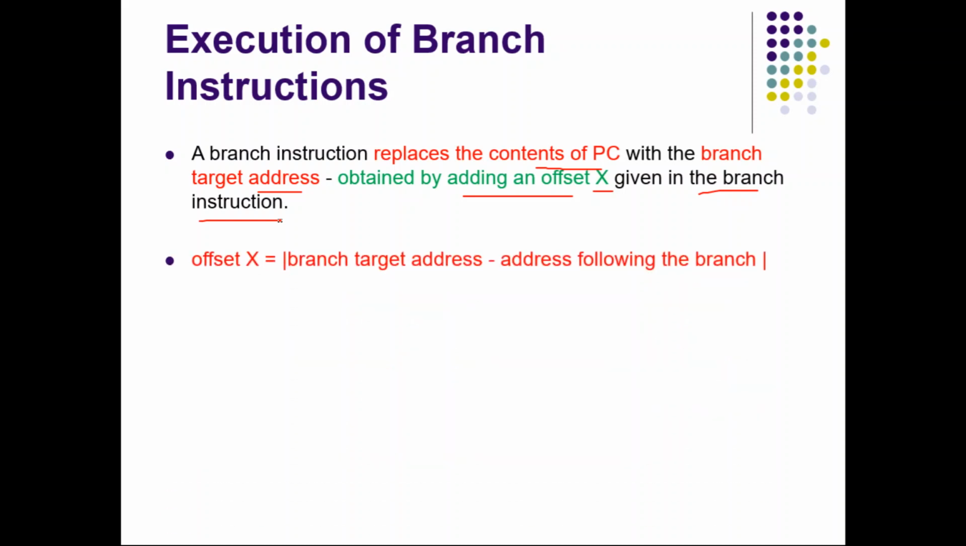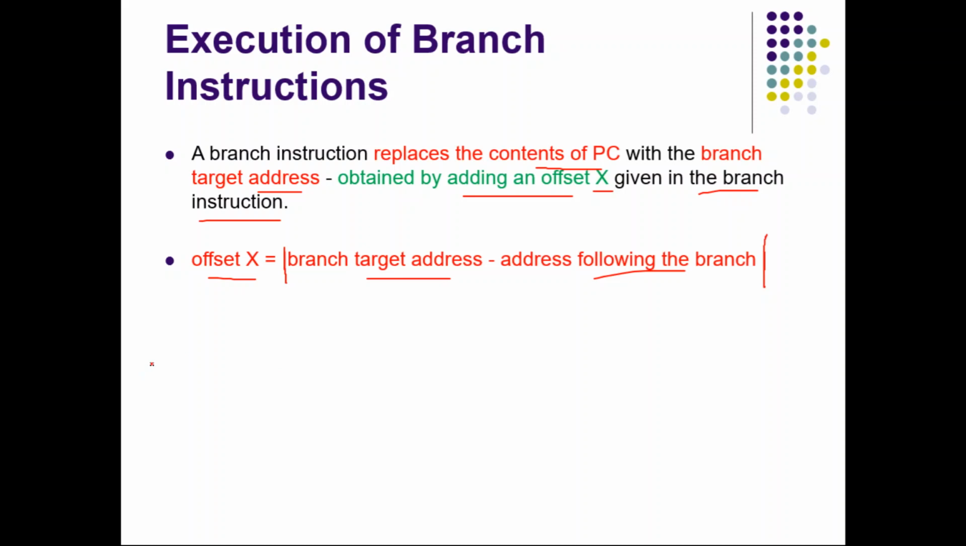How do we calculate the offset? The offset is calculated like this: branch target address minus the address following the branch instruction. So this will give the offset. If the value is negative, then convert it to positive so that it can be added. So whatever the branch target address, minus the address of the following instruction.